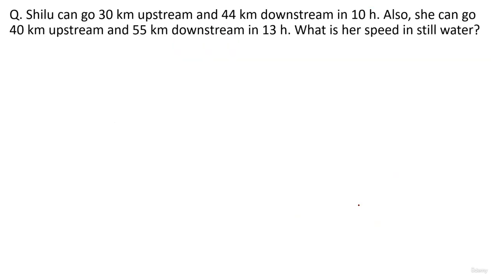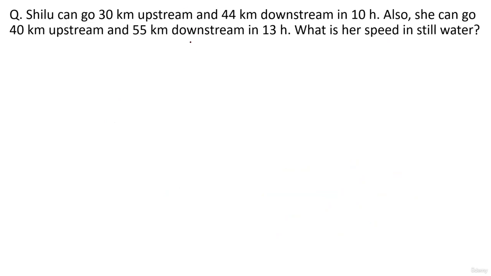Now, in the next question, if you observe, the distances are separate, right? They're different. Shilu can go 30 kilometers upstream and 44 kilometers downstream in 10 hours. Also she can go 40 kilometers upstream and 55 kilometers downstream in 13 hours. What is her speed in still water? If you observe, there are two cases, and in both, the upstream and downstream distances are different.